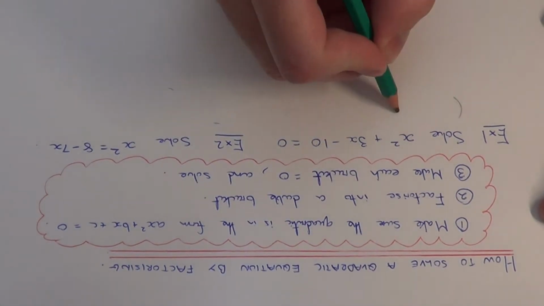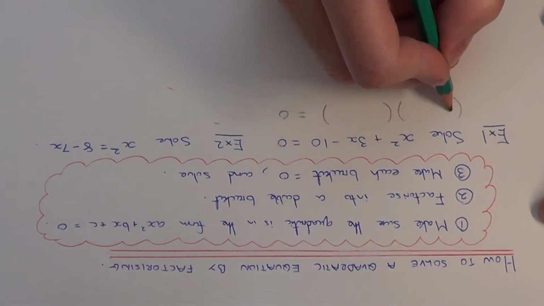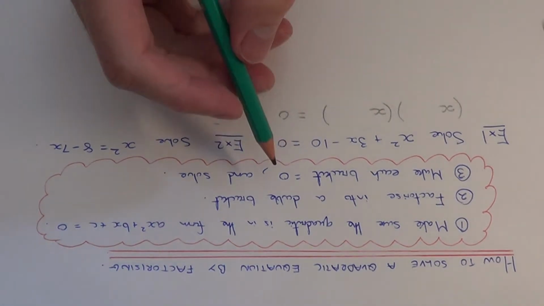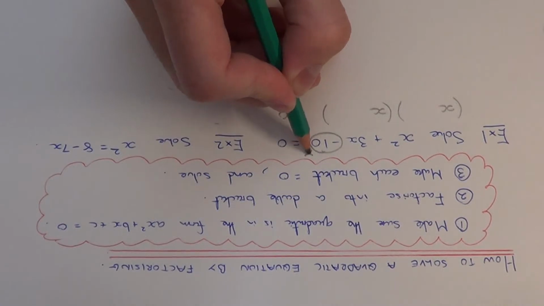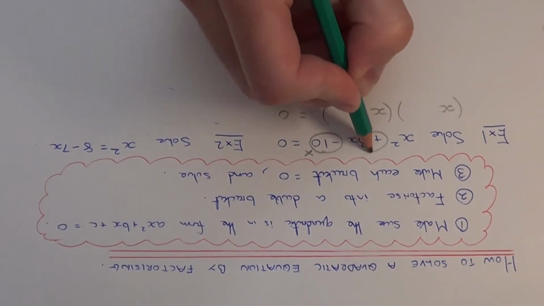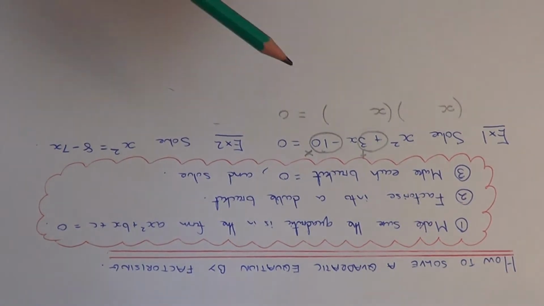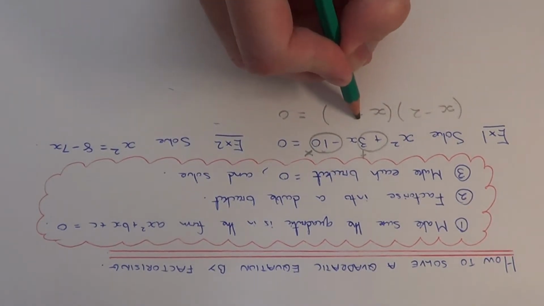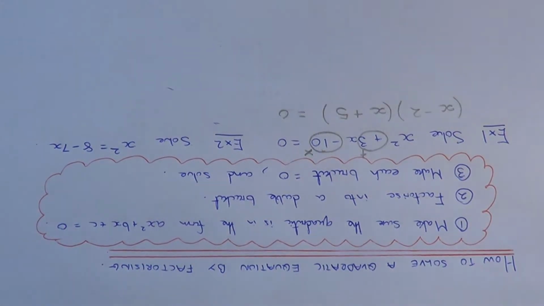Since we've got an x squared at the start, we know it's going to be x and x. So we just need to think about a pair of numbers which multiply to give minus 10 and add to give us plus 3. So the pair of numbers that we need is minus 2 and plus 5, because minus 2 times 5 is minus 10 and minus 2 add 5 is plus 3.